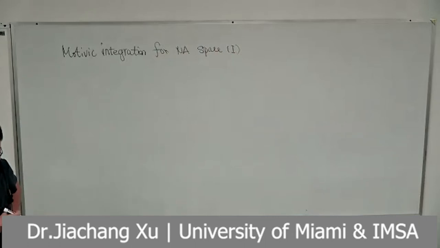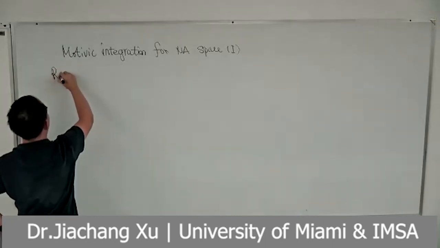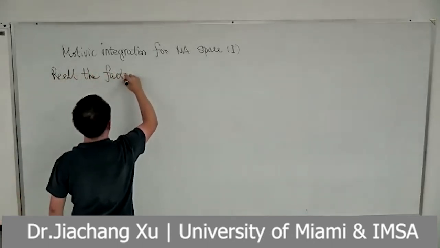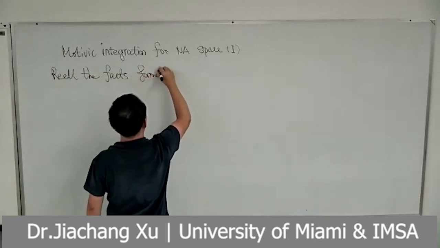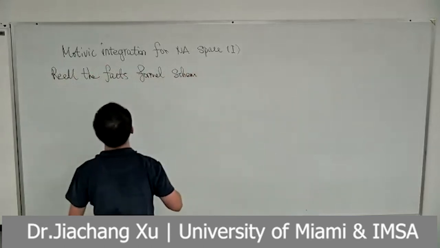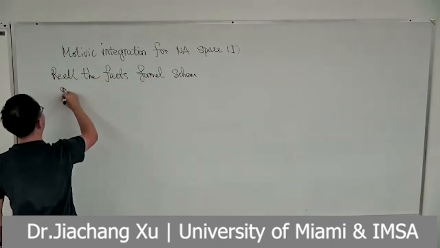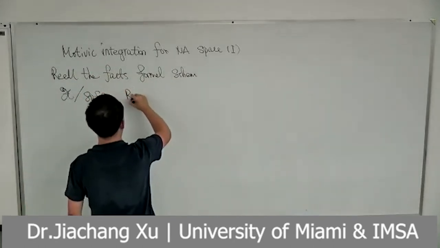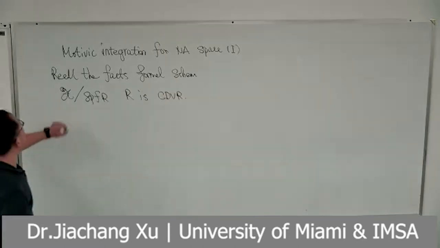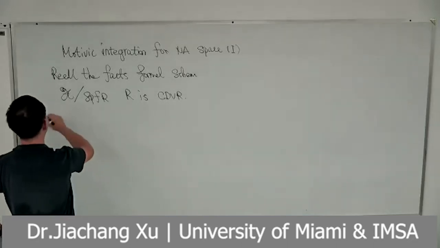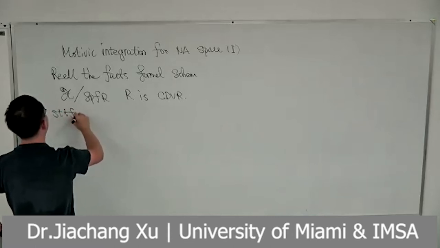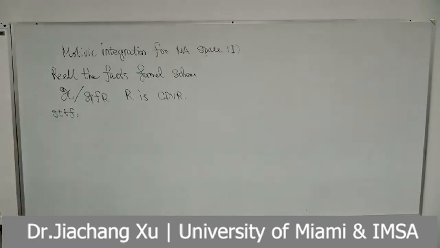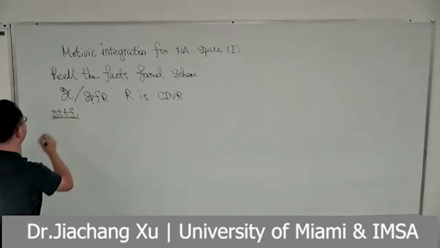Before I introduce motivic integration on the rigid variety, first let's recall the basic facts about formal schemes over R. In our setting, we always choose a formal scheme X over a complete DVR R. We assume the formal scheme is separated and of finite type. Because R is a DVR, we can always assume this.